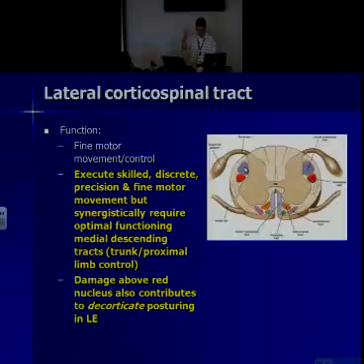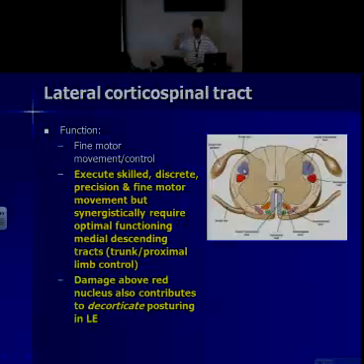Function-wise, it's fine motor movement, control, skilled movement, learned movement, discrete movement, all the things we do with our distal extremities to make us uniquely human, higher order beings, if you will. Play the piano, flute, whatever the physical skill is that we have. That is all, for the majority of it, the lateral corticospinal tract.